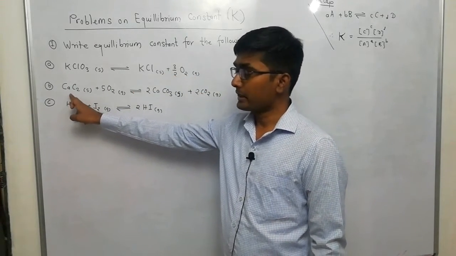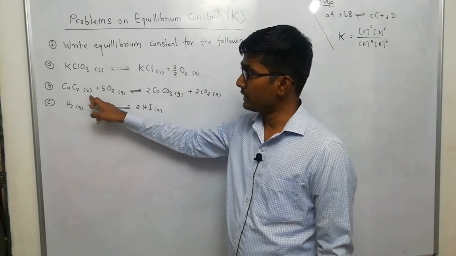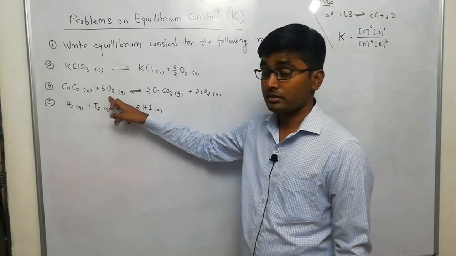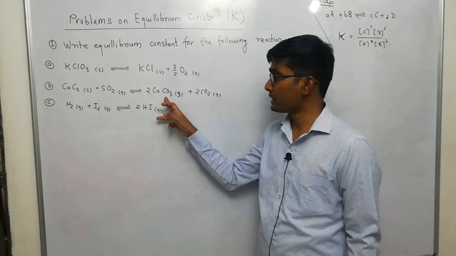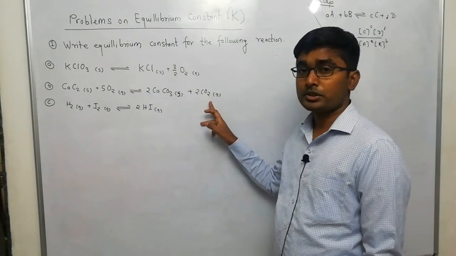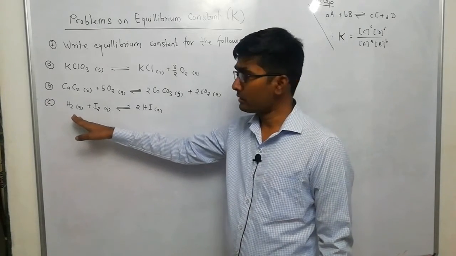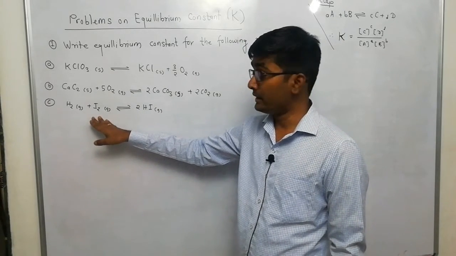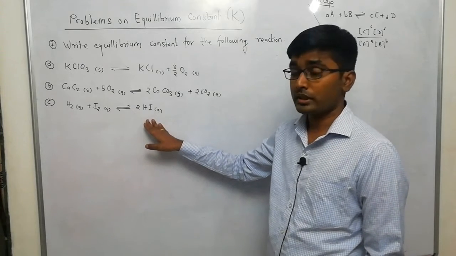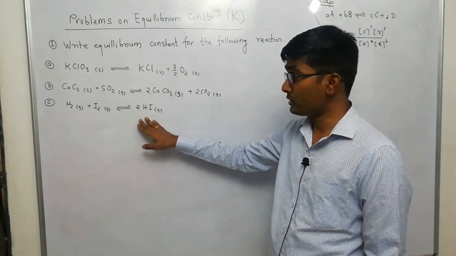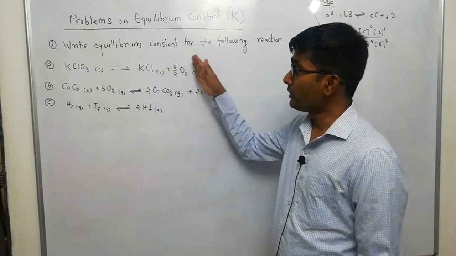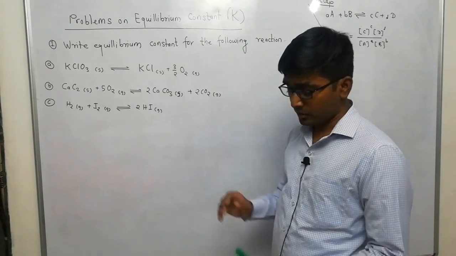In the second case, calcium carbide CaC2 solid reacts with oxygen and produces calcium carbonate and two molecules of CO2. And the last reaction is hydrogen reacts with iodine and produces 2 moles of hydroiodic acid, 2HI. Okay, now let us write the equilibrium constant for these reactions.